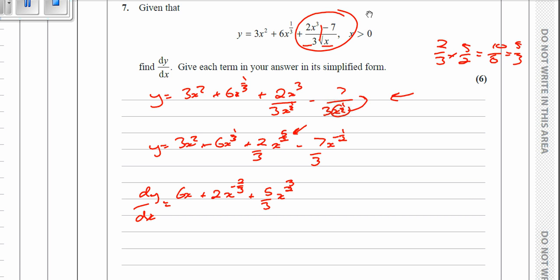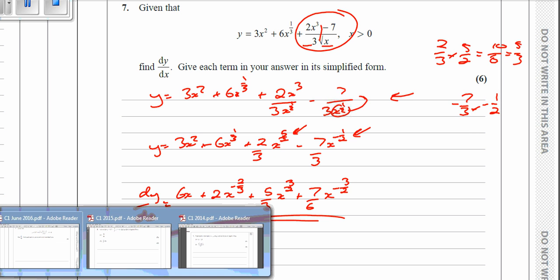And then you've got minus 7 over 3 times minus 1 over 2. So minus times minus is going to be a plus. And 7 times 1 over 3 times 2 is going to be 7 over 6. You're going to take away 1 from that, so take away 2 halves again. It's going to be the power of minus 3 over 2. And that's it. That's how you differentiate. So that was the 2016 paper.